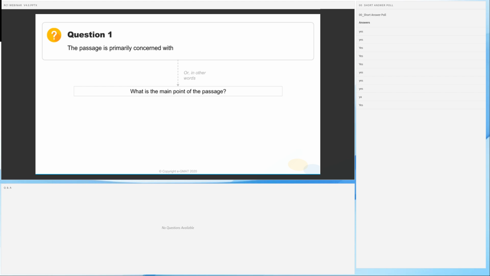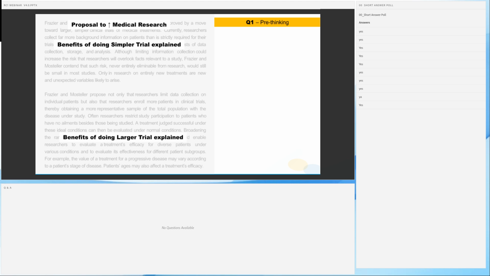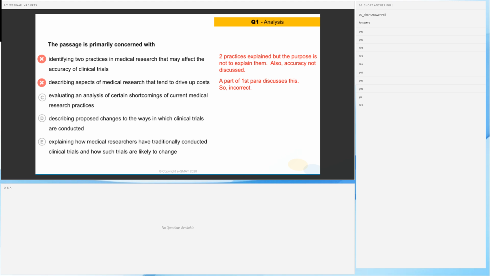Okay, so what's the main idea? That's what it's saying. To find the main idea, we've got to really get what's given in each of the paragraphs, and we do paragraph summaries, combine them to come up with a pre-thinking of the main idea. First paragraph talks about benefits of doing a simpler trial. The second is benefits of doing a larger trial. So overall, we have a two-pronged approach by which medical research could be improved. So the author presents a two-pronged approach by F&M through which medical research could be improved. Okay, that's something which is there.